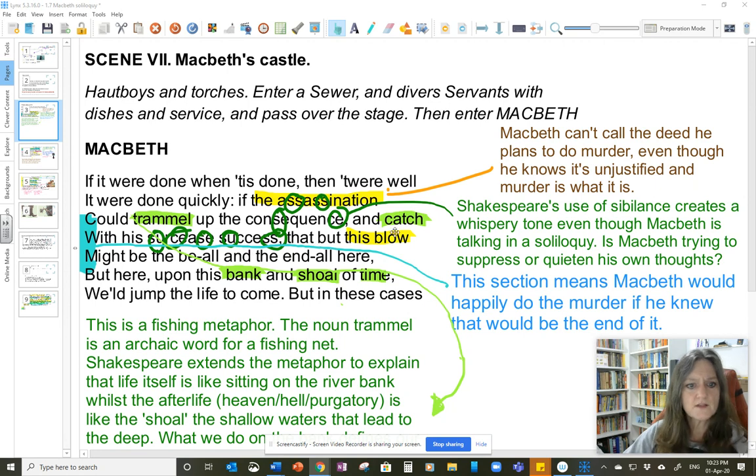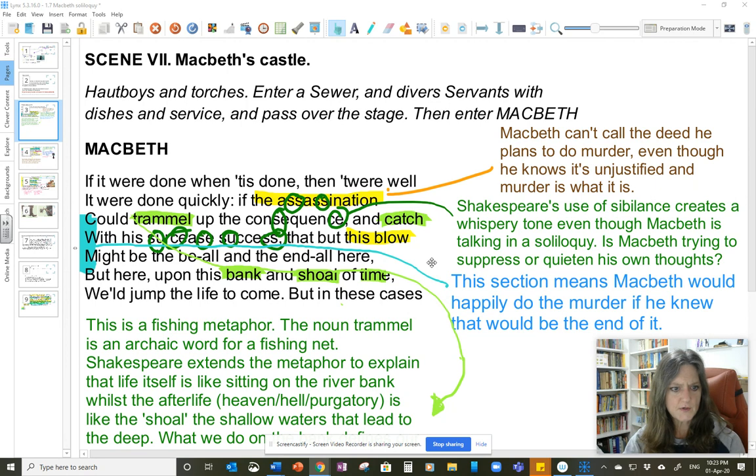But then he goes on, and this is kind of more about the river down here. So the bank of the river, that's the side of the river. So if you were fishing, that's where you would sit to fish. And the shoal is another word for the shallows in the river or the lake or the sea. And the shallows lead out to the depths.